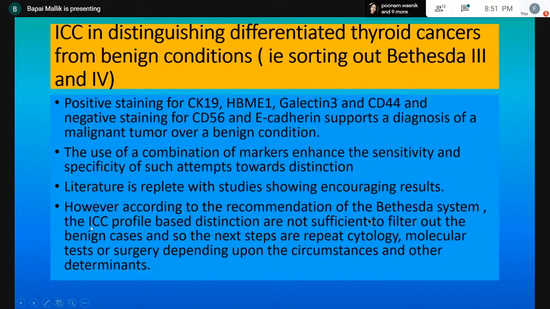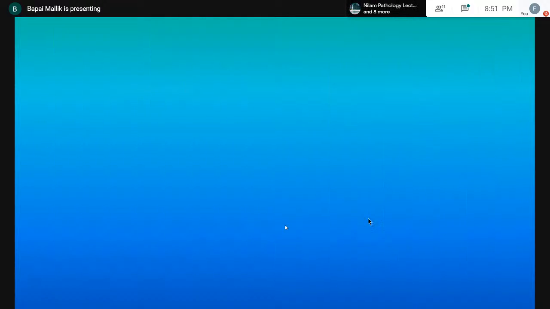According to the recommendation of the Bethesda system, the immunocytochemistry profile based on distinction is not sufficient. Let me tell you, it's not sufficient to filter out the benign cases. And so the next steps are repeat cytology, molecular tests, or surgery, depending upon the circumstances and other determinants. Okay, but I think it is also going to depend on your practice situation, the availability of molecular techniques, which may not be available in most places, and how your clinician looks at the case as a whole and decides to go ahead with surgery or not.